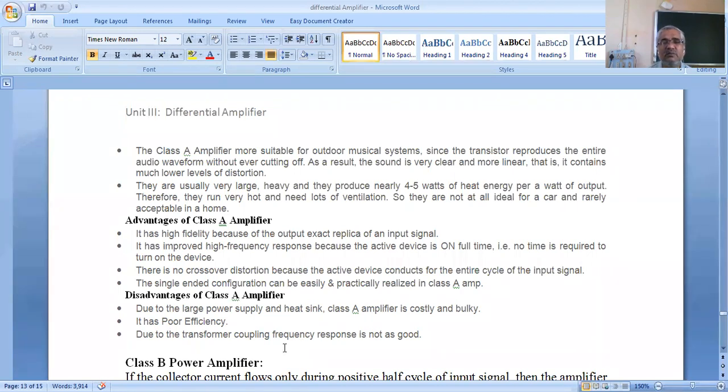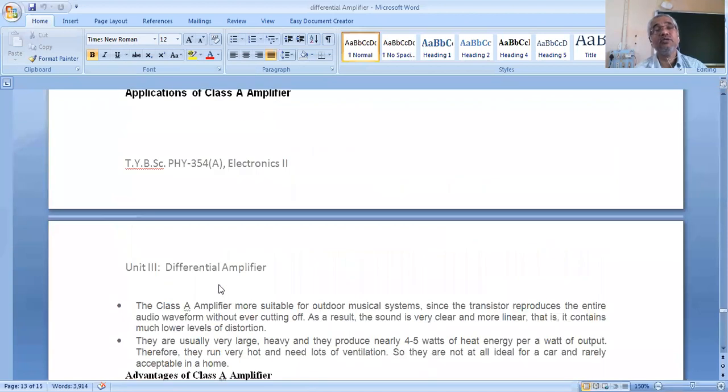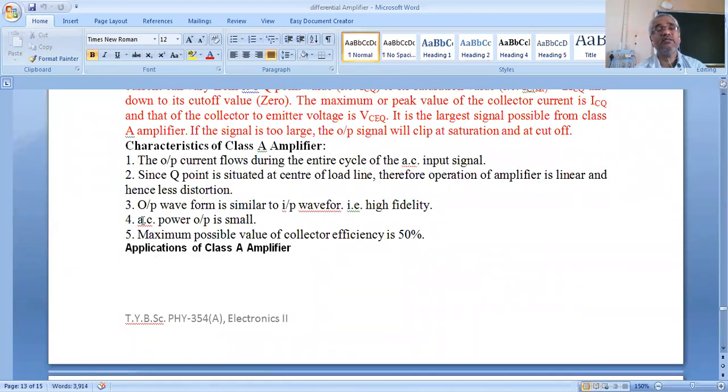And due to transistor coupling, the frequency response is not good. So generally capacitors are used for coupling. Therefore, the frequency response is poor and not very good. So remember these two disadvantages.